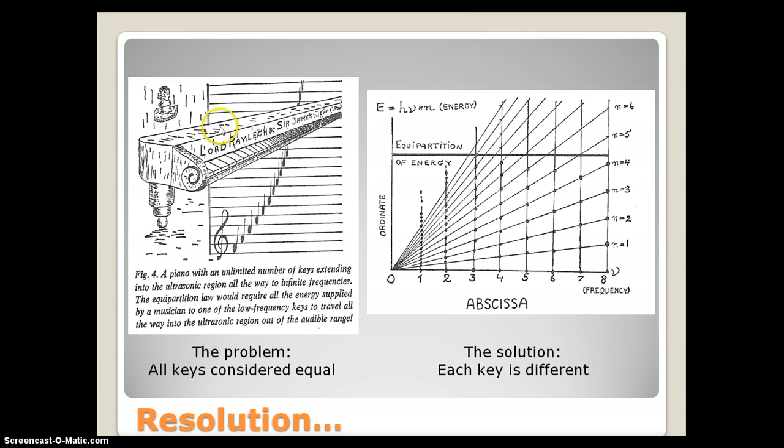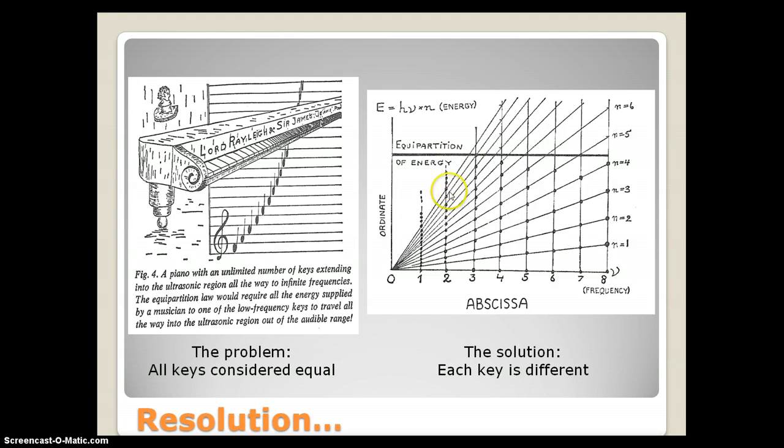A picture that I like from a text I've used in the past is this piano with an unlimited number of keys extending to the ultrasonic region, all the way out to infinite frequencies. The equipartition law would require all the energy supplied by a musician to one of the low-frequency keys to travel all the way into the ultrasonic region and out of the audible range. So if we strike the lowest key, what that theorem would predict is that that could trigger the next key, which could trigger the next key, which could just keep triggering up to infinite energy. Except that that's turned out to not be the case.